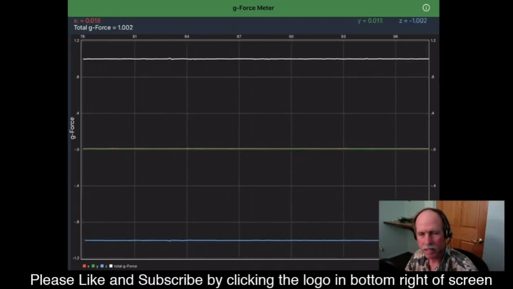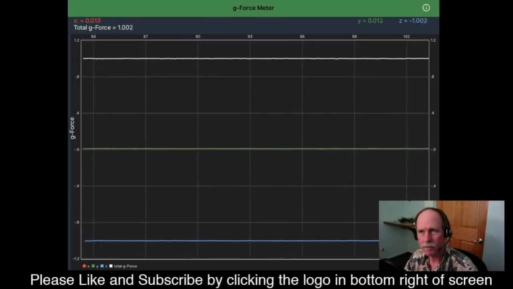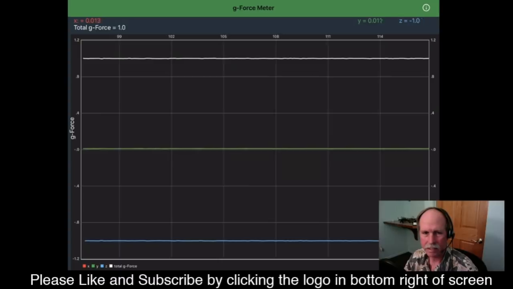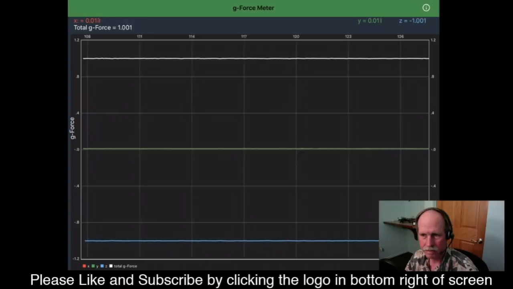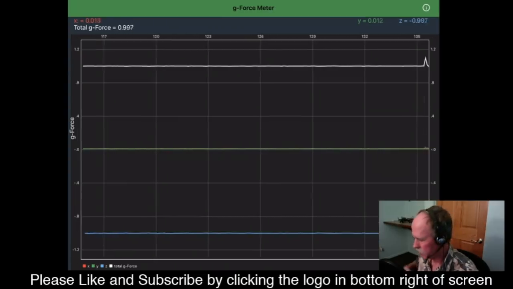Now, down at the bottom is the blue line. Notice that if you look over in the upper right corner, you'll see the Z-axis is measuring 1g. So all of the force on my iPad right now is acting in the Z-axis, which is the front to back axis on my iPad. It is not acting up and down along the long edge, nor is it acting along the short edge. So we'll have a quick look and I'll show you exactly how this is set up.